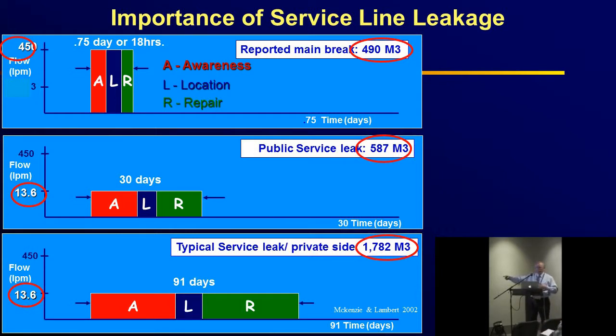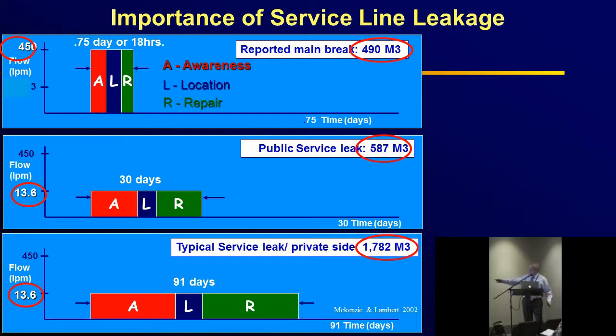The awareness time, locate and repair time could be, and I think this is conservative, 30 days. It might take a week or two before you get to a service leak. The locate time, it's fairly quick. That's a shorter period of time. And the repair time, look, that's a low priority for us. It gets parked. So the runtime now is 30 days at a low volume of water, but the total volume of water lost is 587 cubic meters.